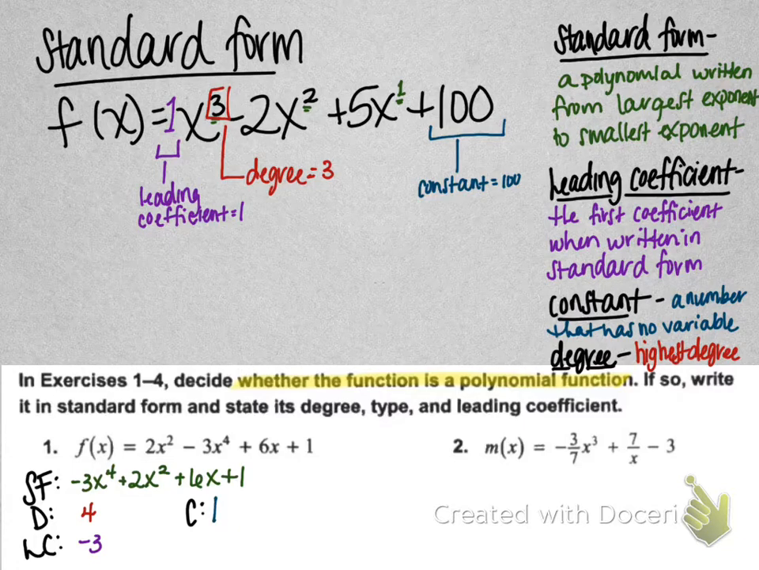So then I can do the same process again for number 2. I'm going to go ahead and just put all the standard form, degree, leading coefficient, and I'll do my constant. And I'm going to look at this and say, okay, well, m of x is equal to negative 3/7 x to the 3rd power. Okay, so even though I have a fraction, I've dealt with x to the 3rd power.